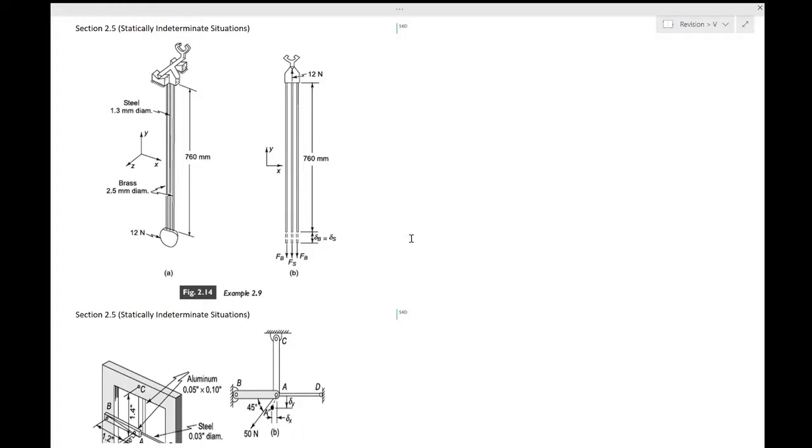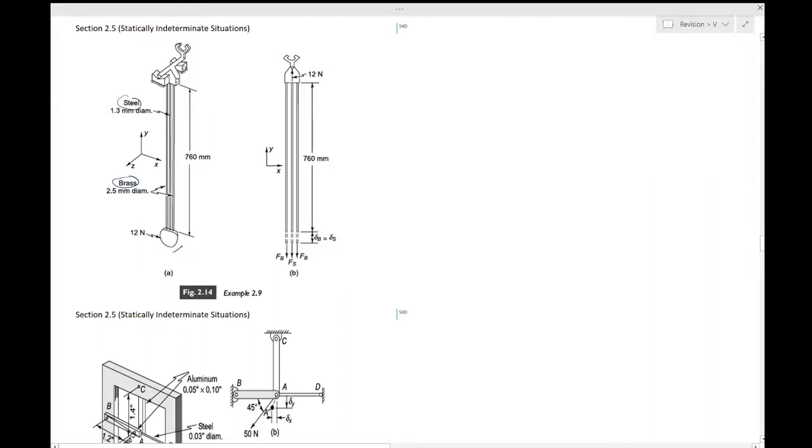In this example, you have this figure shown in front of you. There's a pendulum of a clock. Okay, so this is the clock. Then there is this pendulum which you see, and the weight is 12 Newton. It's given in the question, and it is suspended by three rods, 760 millimeters in length. So as you can see, there are two rods which are made of brass, the first and the last one, and the middle rod is made up of steel.